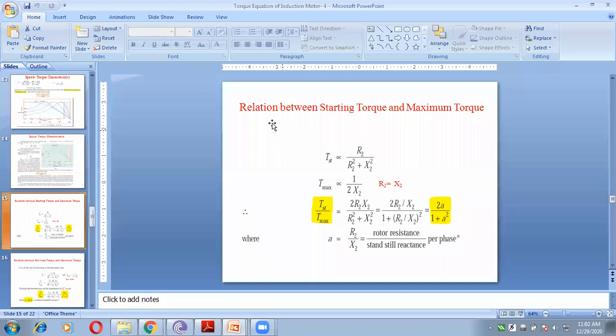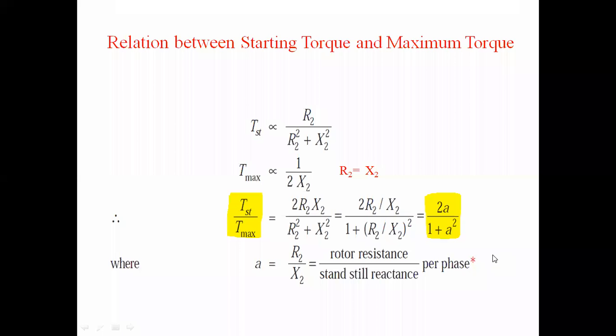After that we will talk about the relation between starting torque and maximum torque. I gave you two equations for starting torque and maximum torque. So maybe they will ask in the paper that you have to find some ratio. Okay. So this is nothing but a formula for the relation between starting torque and maximum torque. TST means starting torque, and Tmax means maximum torque. So TST divided by Tmax equals 2A divided by 1 plus A square, where A equals R2 upon X2. R2 is simply rotor resistance per phase, X2 is rotor reactance per phase at standstill conditions.